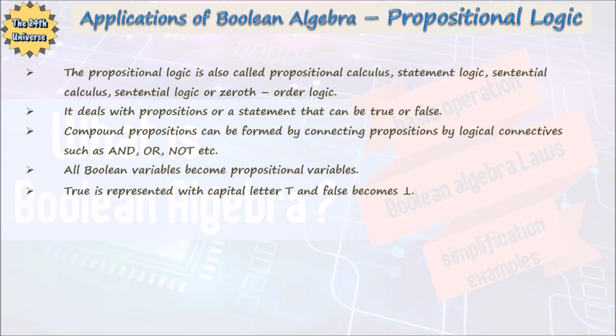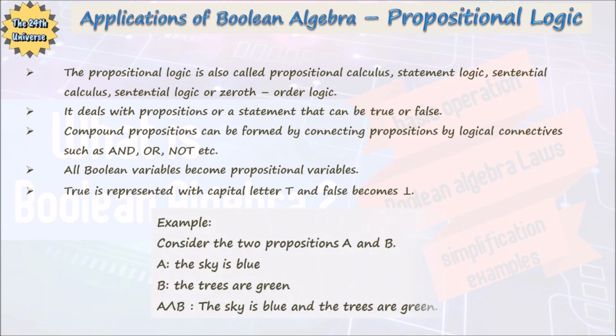It is related to Boolean algebra in a way that only minor changes in the notation and terminology have to be made. All Boolean variables become propositional variables. True is represented with capital letter T and false becomes upside down capital letter T. Example, consider the two propositions A and B. A says the sky is blue. B says the trees are green. A and B says the sky is blue and the trees are green.